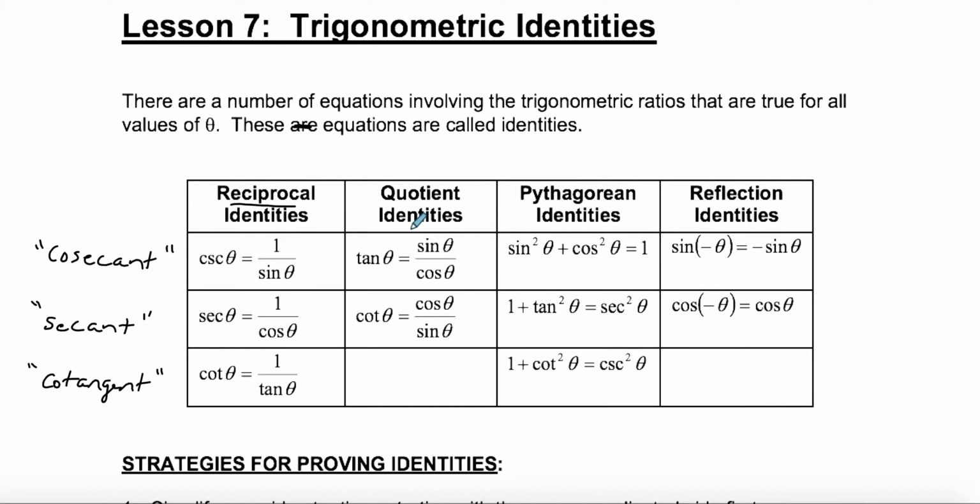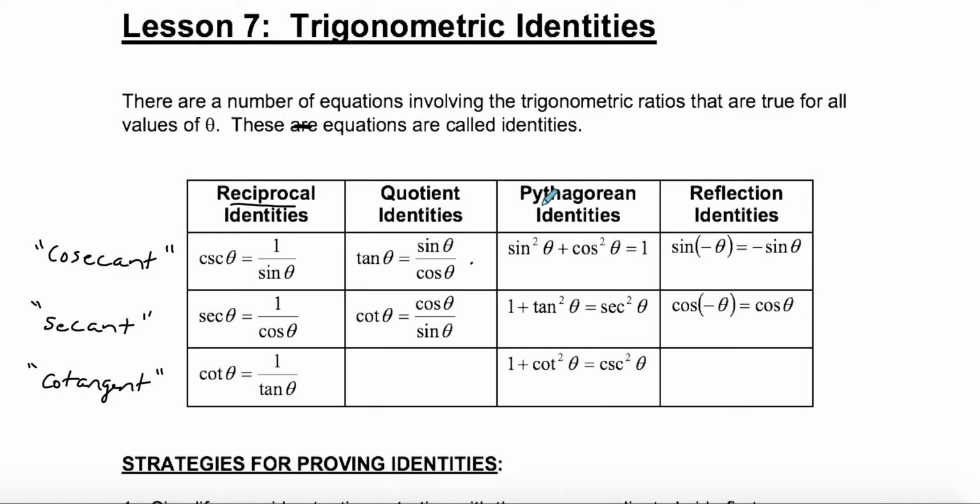And then we have some quotient identities. So tan theta is the same thing or equal to sine theta over cos theta. It would make sense then cotangent is the reciprocal of tangent, so we would have that upside down. I'm going to take a minute and maybe just talk to you about why this one is true and why, just with the math that we already know, we could prove that.